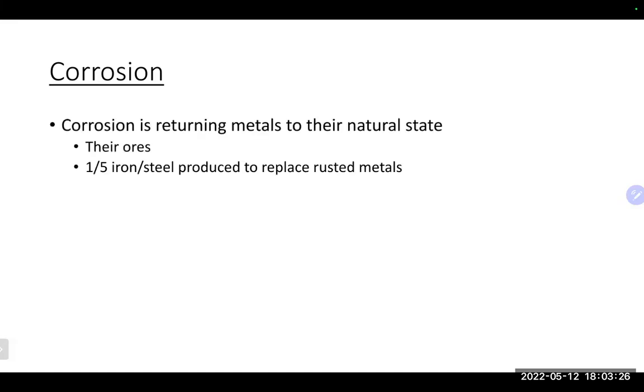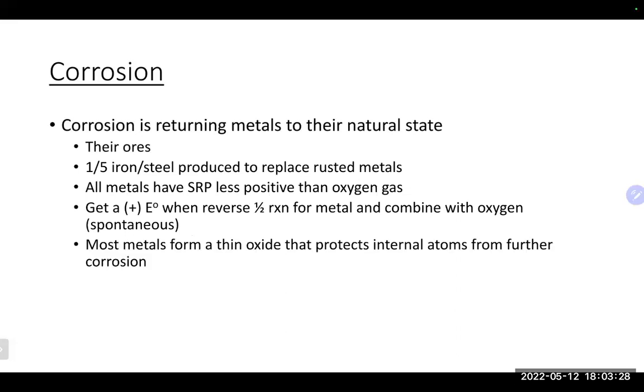Let's talk a little bit about corrosion. Corrosion is really returning metals to their natural state. It is when metals go through oxidation.